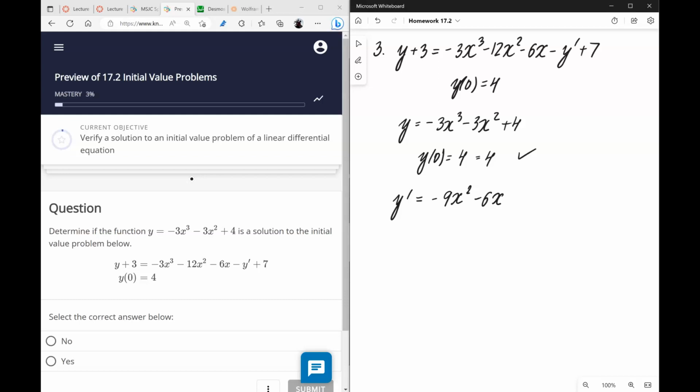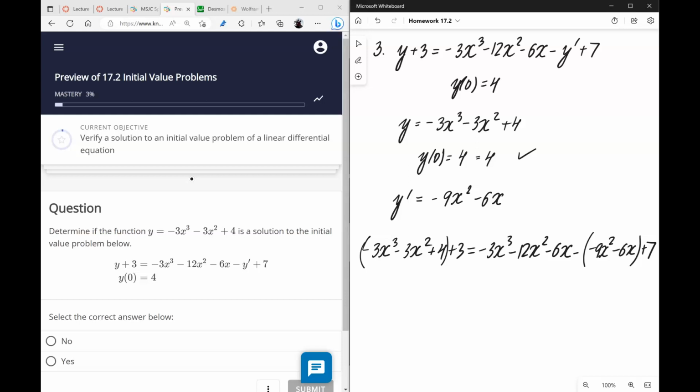So the left hand side will be y plus 3, so it's going to be negative 3x cubed minus 3x squared plus 4 plus 3, so this is my y. And we got y plus 3 on the left. On the right side we're going to have negative 3x cubed minus 12x squared minus 6x minus y prime, so negative 9x squared negative 6x plus 7.